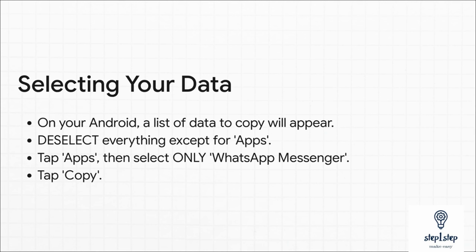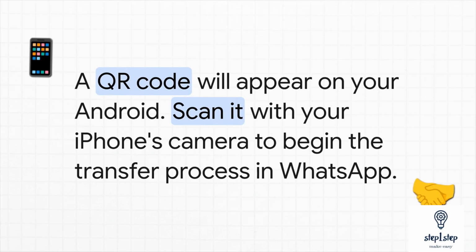Think of it like a surgical strike. We're not moving the whole house, just the one important box. Then you hit copy. Your Android screen will then show a QR code. This is basically the official handshake between the two phones. Just pick up your iPhone, put your camera at that code, and scan it. That'll automatically pop open WhatsApp on your iPhone and get the transfer process started.